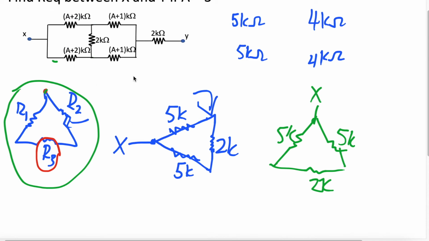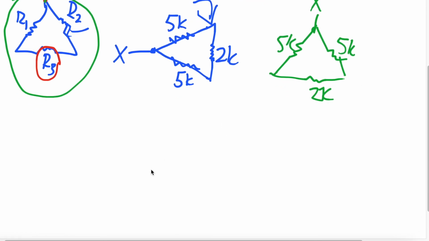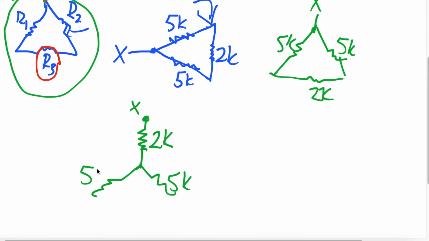So we know our equation, right? So what are we going to do to transform this? Well, we're going to take this 2 and bring it to the top, right? So R3 comes to the top. So we know that we're going to have an X node over here. Our R3 is going to be here, which is 2K, right? Then on both sides, we have our 5K, right? To get the Y delta transformation circuit like we found before, right? So essentially this is what we get. And we have to solve the equivalency for each resistor: the equivalency of the 2K resistor, and the equivalency of each 5K resistor.